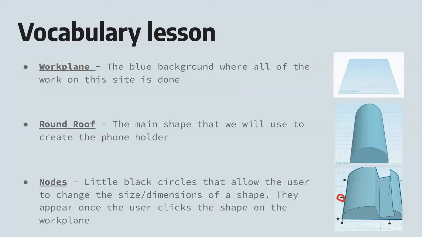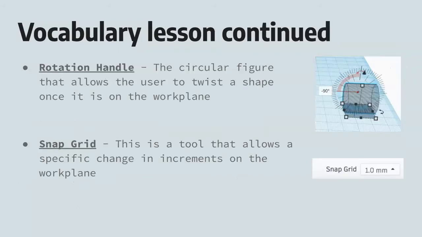Before we go into the program, let's go over some vocabulary. The first is the work plane. This is the blue grid where we will do all of the work. Second is the round roof, which is one of our key components for this project. The third is nodes, which are the little dots that show up when we click the Align button. They're very useful. The rotation handle, or the rotation curve, is what we will use to actually rotate the objects. And the snap grid is what we will use to decide how precise our movements are going to be.